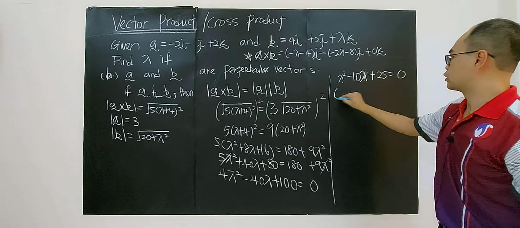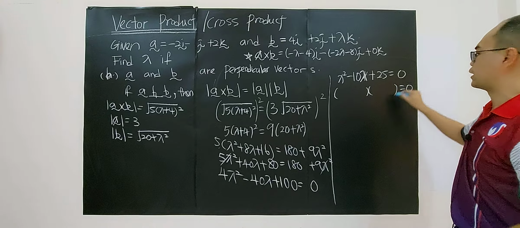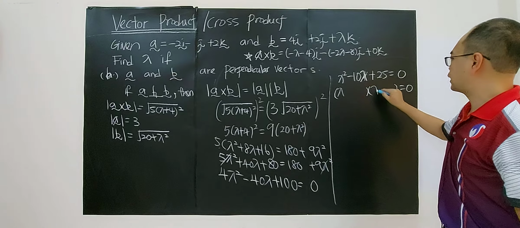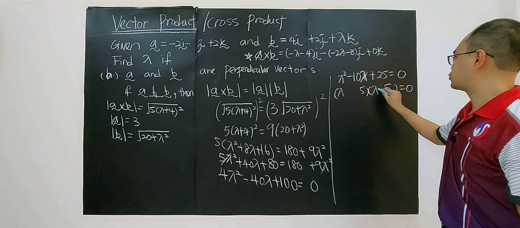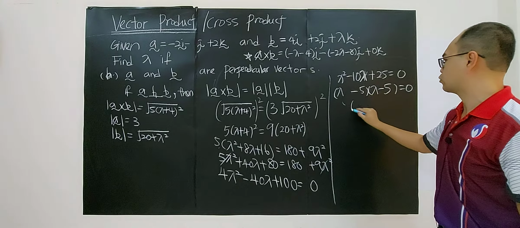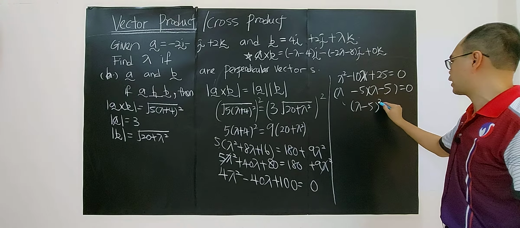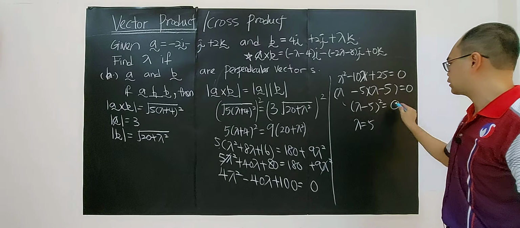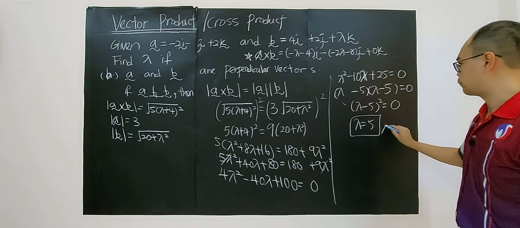So we get positive 25, right? If I factorize this, lambda, lambda, 5, 5, 25, so negative 5 and negative 5, making negative 10. So we have lambda minus 5 squared equal to 0. So lambda has to be 5 to make this equal to 0. So the value of lambda is 5.